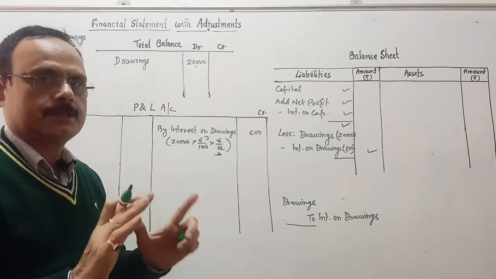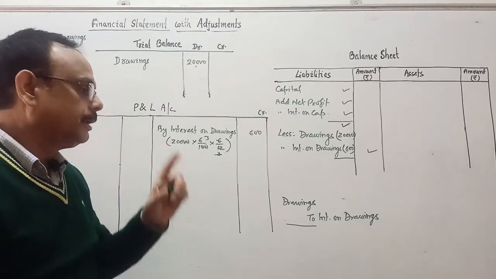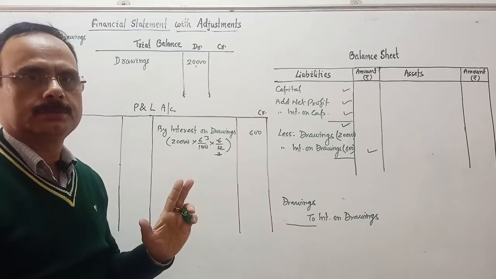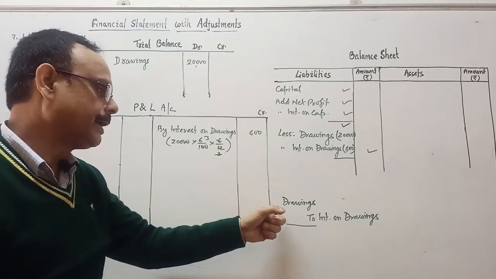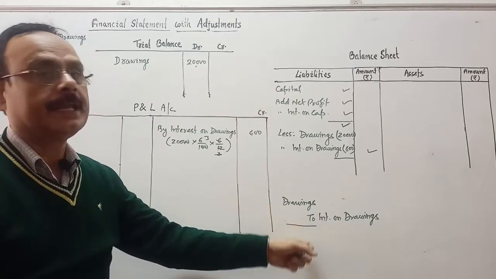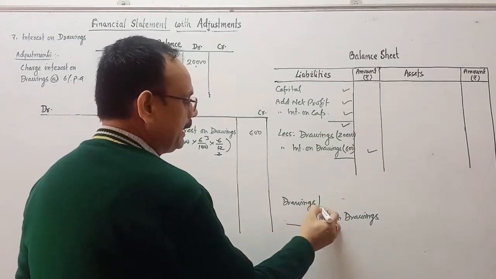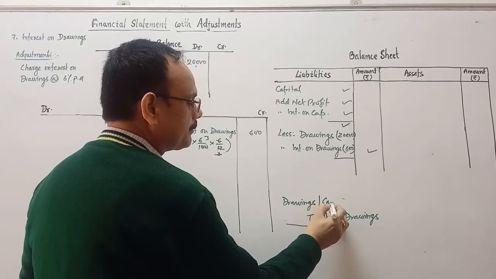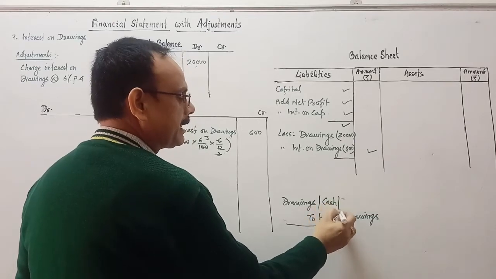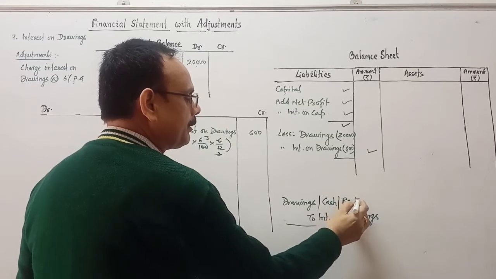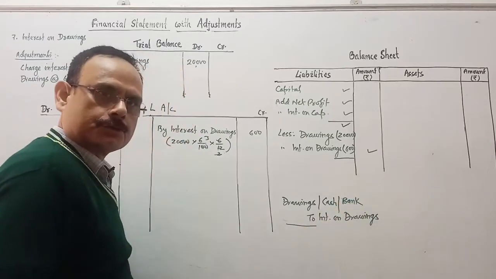It is a charge. The business has charged it. It means the proprietor has not paid the amount. Then drawing account debit to interest on drawing. If the proprietor has given the amount, then cash account debit if it is given in cash, or if it is given by check, then bank account debit to interest on drawing.